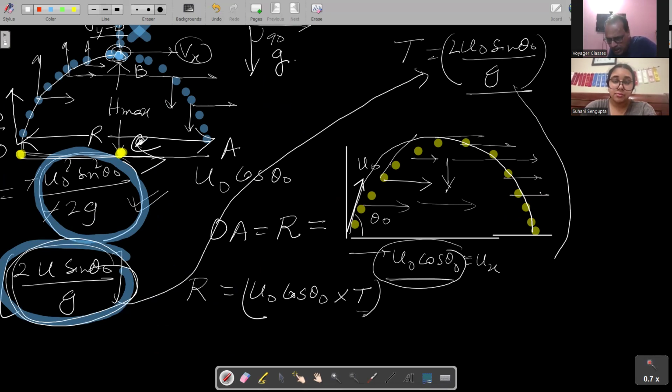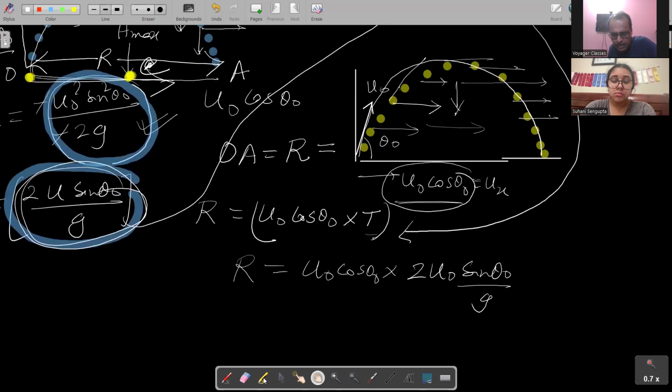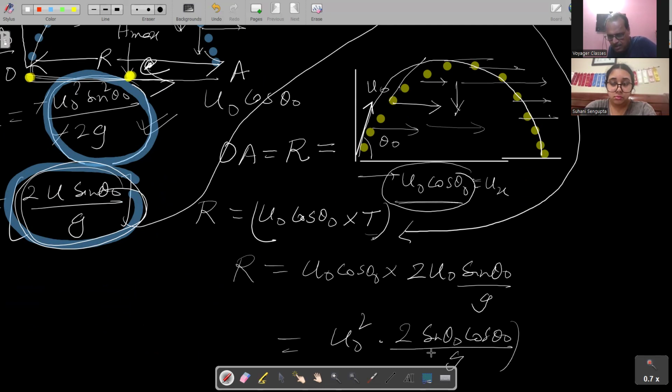So now if you put this value over here, then you see R is equal to u0 cos θ0 into 2 u0 sin θ0 by g. Now we can write that in a different way: u0 squared into 2 sin θ0 cos θ0 by g. Do you know what is the value of this 2 sin θ0 cos θ0 in trigonometry?